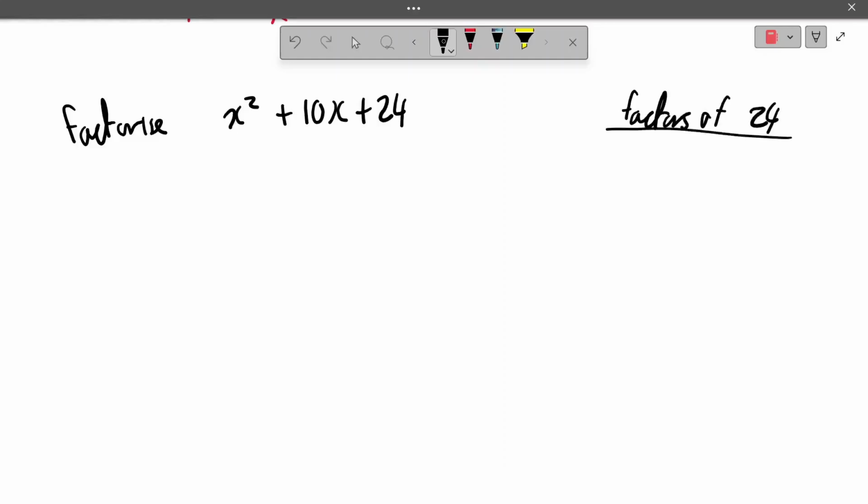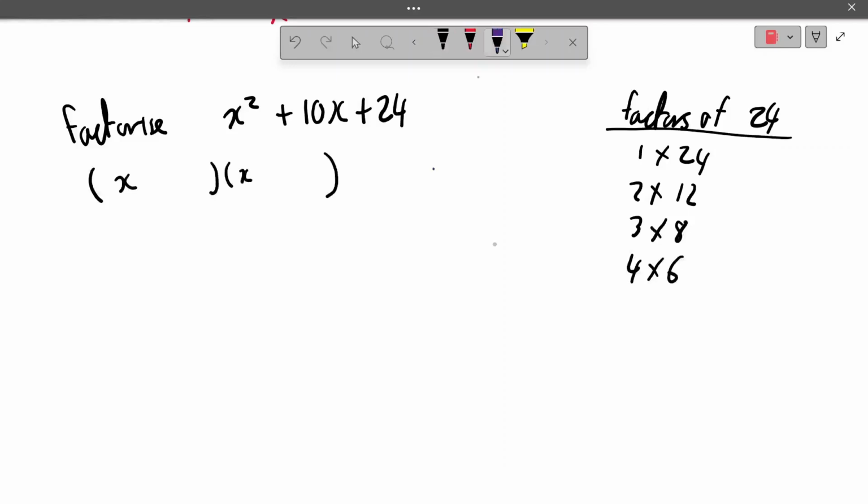We have 1 times 24, 2 times 12, 3 times 8, and 4 times 6. We put a bracket with our x, another bracket with the x. So now we've got all the factors of 24 down. It's time to go through our different combinations. Now, I need to multiply to make positive and add to make a positive.